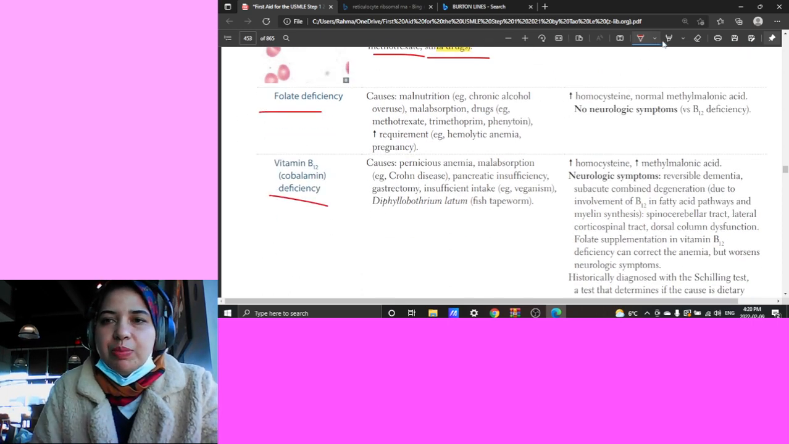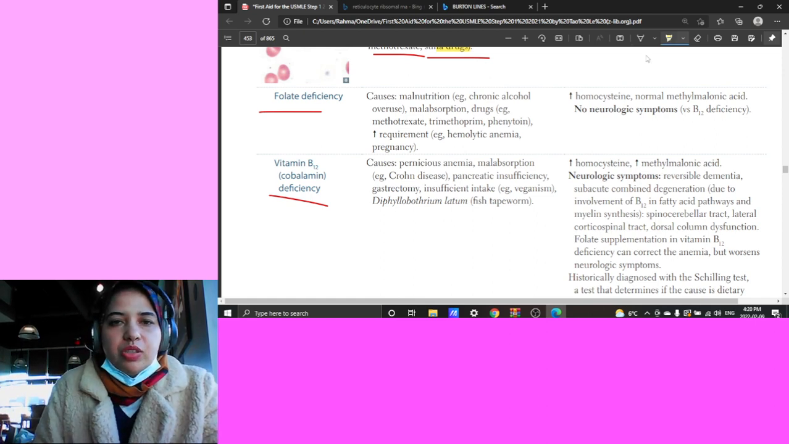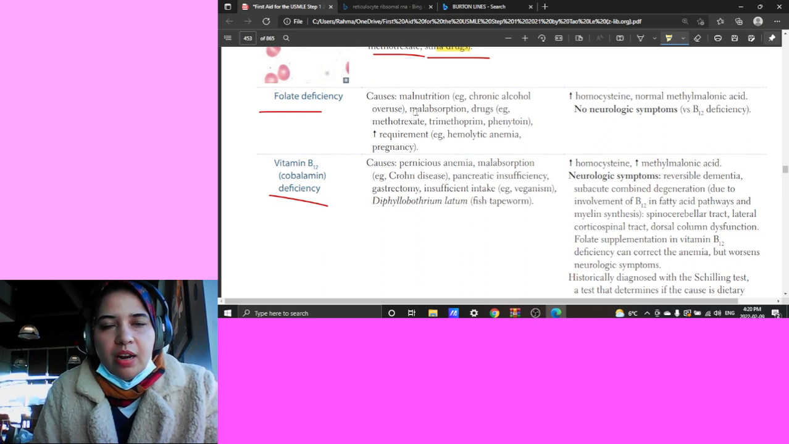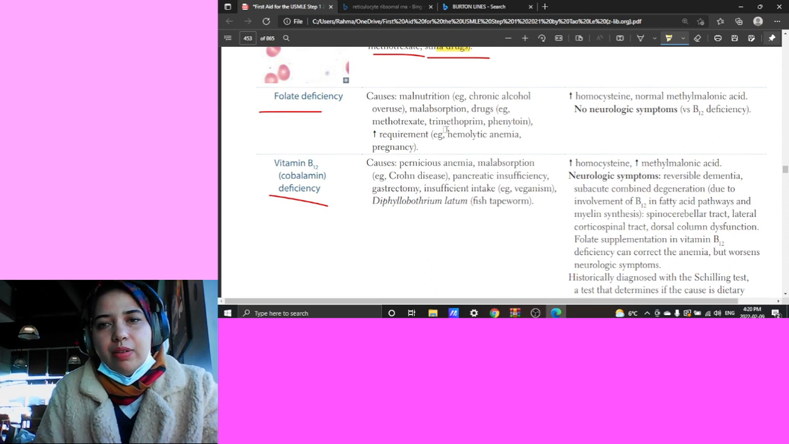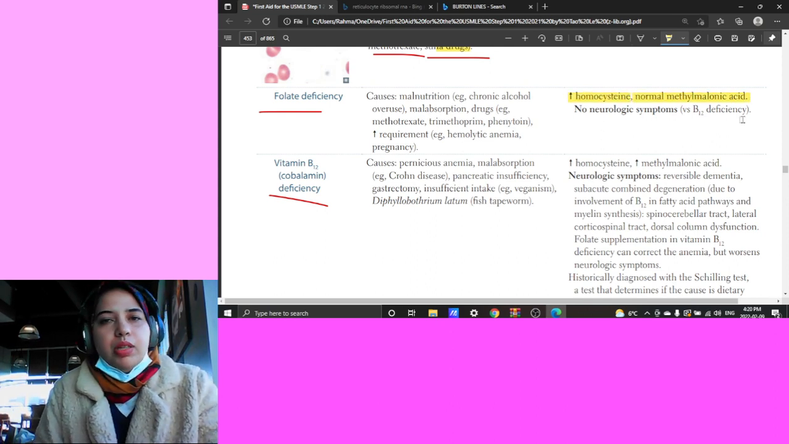The key thing is to differentiate between them. So we have a peripheral blood smear and I'm seeing megaloblastic anemia. Both of them have very similar backgrounds as to why they would happen, and they look very similar on peripheral blood smear. The key thing is how to differentiate them. I'm just going to get to that right away. In folate deficiency, you're going to have increased homocysteine and normal methylmalonic acid.